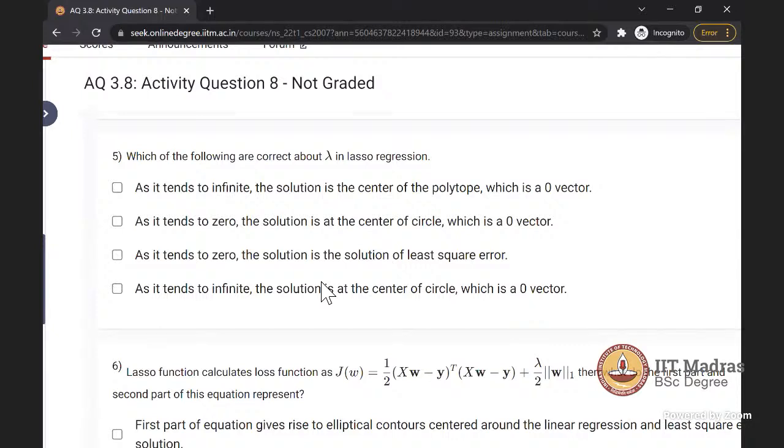So lambda tends to 0, or that option should be same in 4 and 5. Whereas exactly, we do not see option B here. I think for this one, this should be right. C is definitely correct. If there's no regularization, then the solution is that of the least squares, that is fine. As it tends to infinity, the solution is at the center of the polytope, which is vector 0. I think this should be right, because if we are regularizing too much, then there is no scope for W to vary, and the solution is going to become closer and closer to 0. Yes.